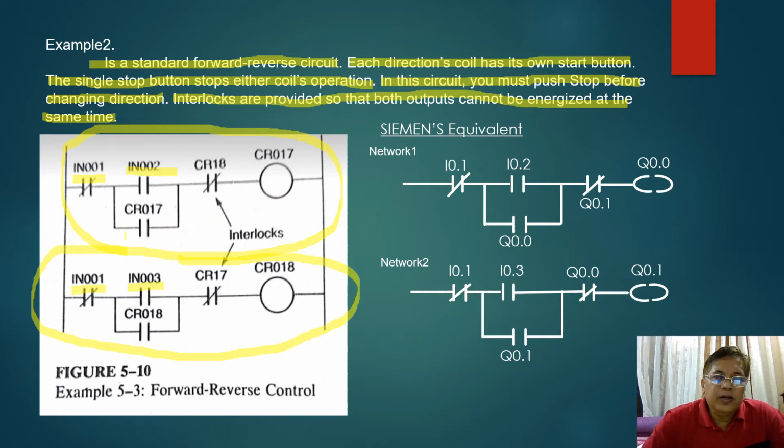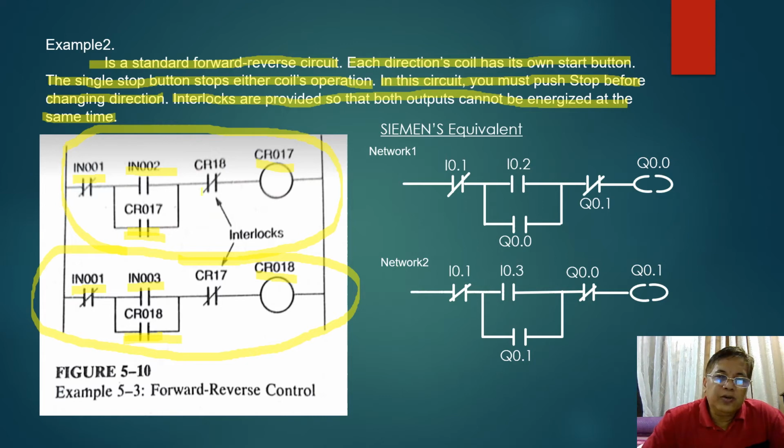Now, you have here in your reverse button CR017, which is the internal contact of your CR017 output. We call this one here your seal. And at the same time, you also have here 018, which is, again, the internal contact of your CR018 output. And we call this your seal circuit.